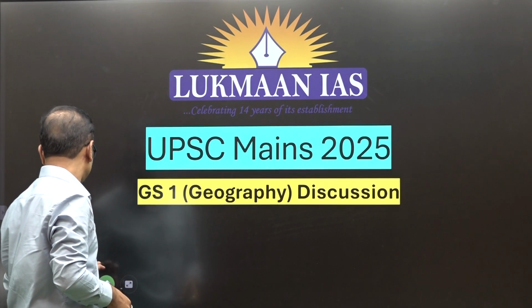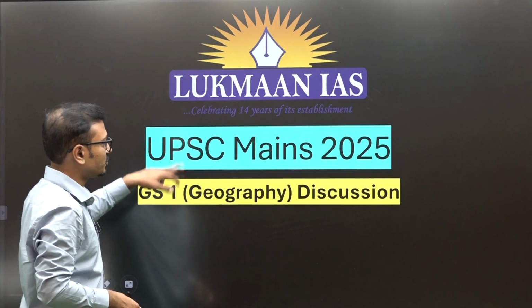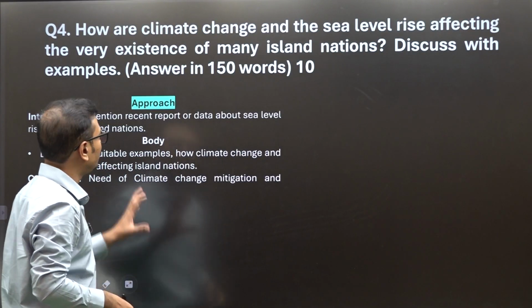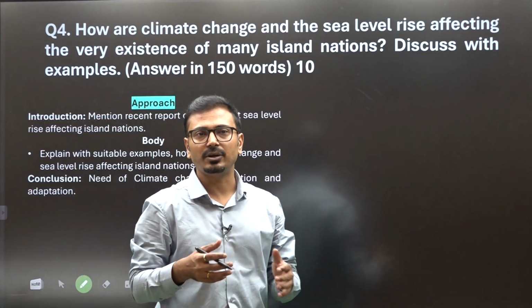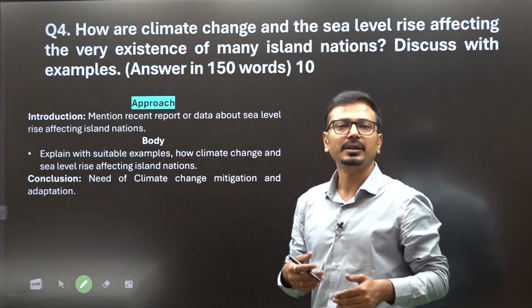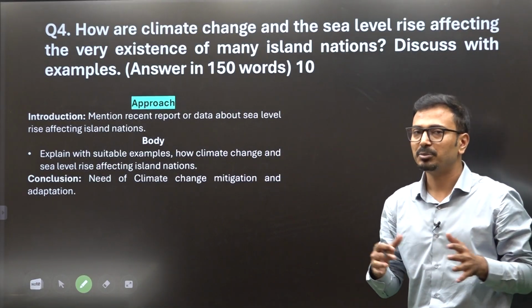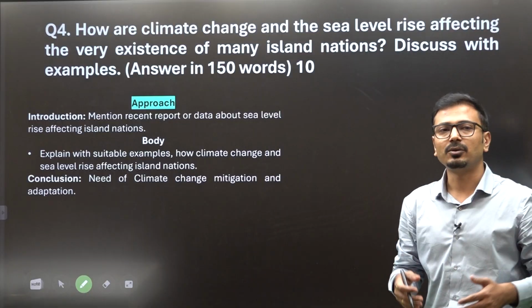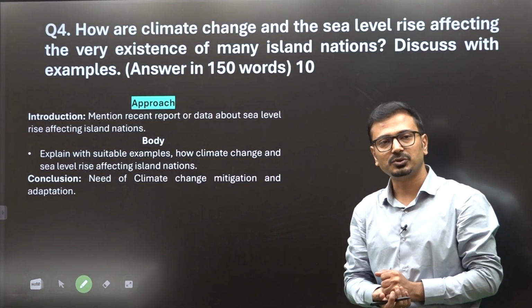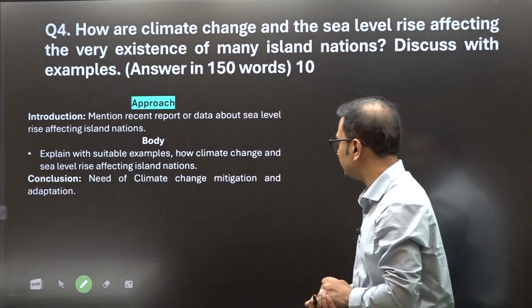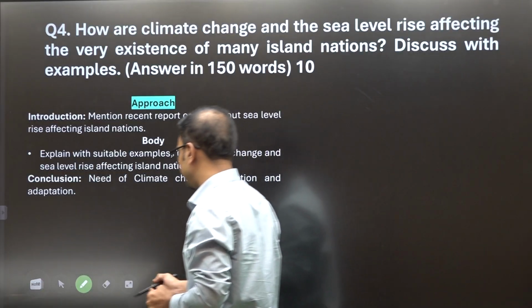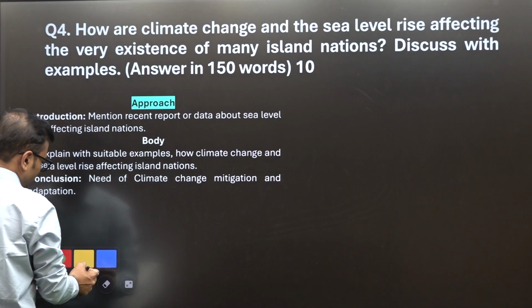So let's try to see the first question directly. We are going to understand what kind of introduction we are going to give in these questions, in the body part what dimensions we should explore, and in conclusion what kind of standard conclusion can be written in these questions. So first question, look at these questions.